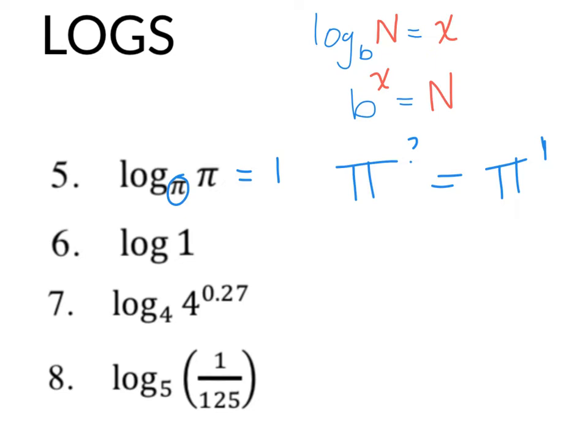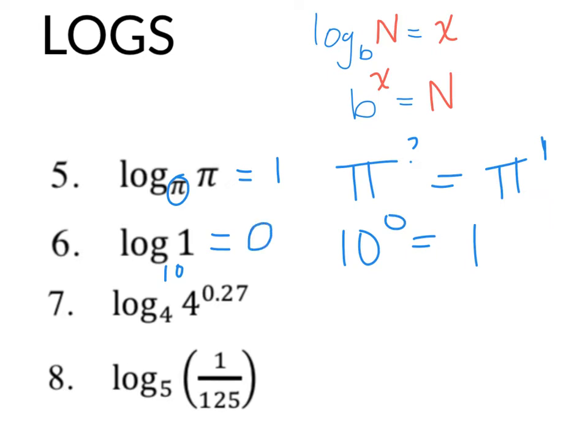All right, let's try this one. When it doesn't have a base, we know that's a base 10. It's the common log. So that means 10 to the what power equals 1? Well, anyone knows that anything to the 0 equals 1, right? So let's write that there. So a power to the 0 equals 1, so that's got to be 0.